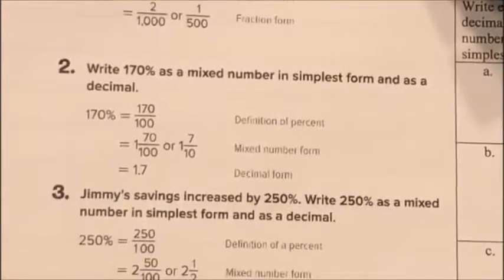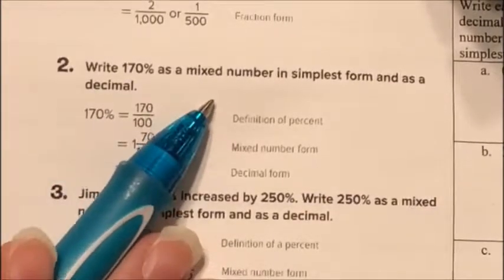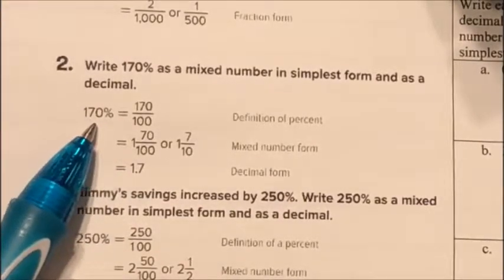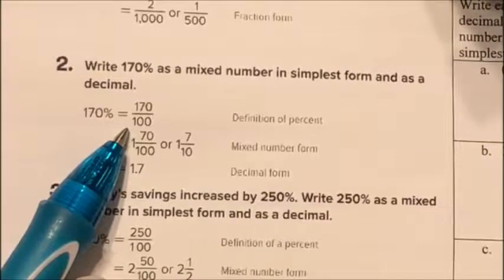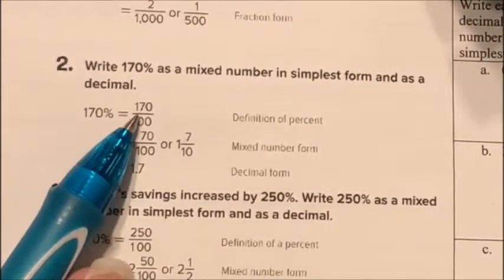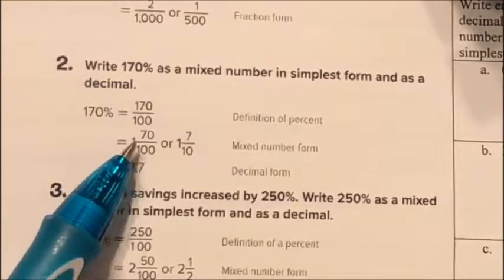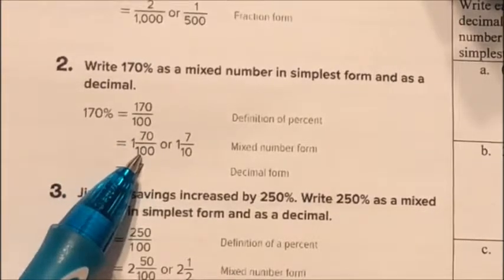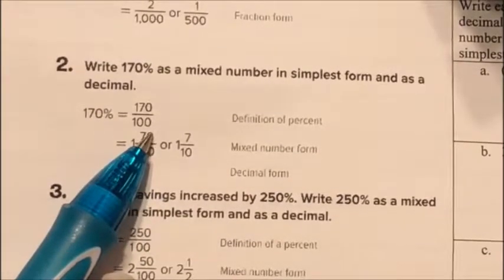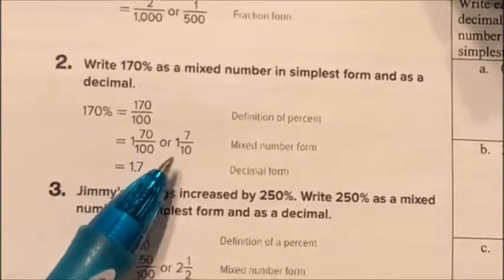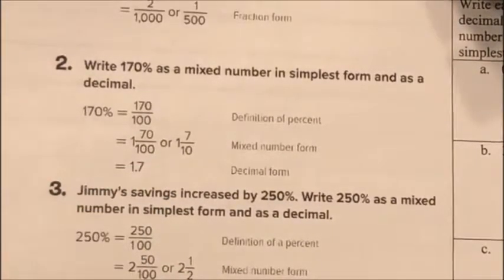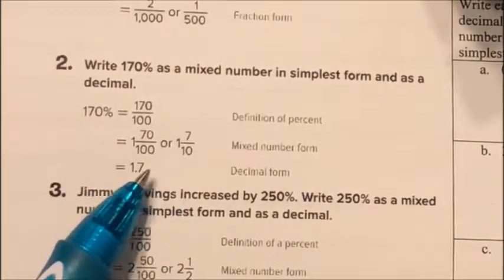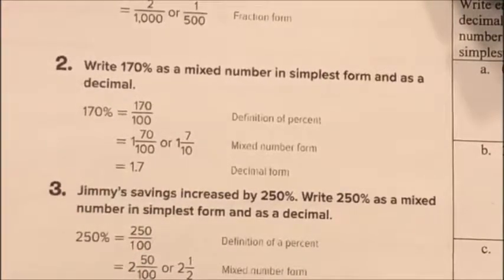For number 2, I have write 170% as a mixed number in simplest form and as a decimal. So 170% I can write as 170 over 100, which when I change it, because this is an improper fraction, 100 goes into 170 one time. I have 70 left over, 100, which I can again simplify. The zeros cancel, or 1 7/10. Now when I write this as a decimal, the 1 stays out front, and 7/10 I can write as 0.7.